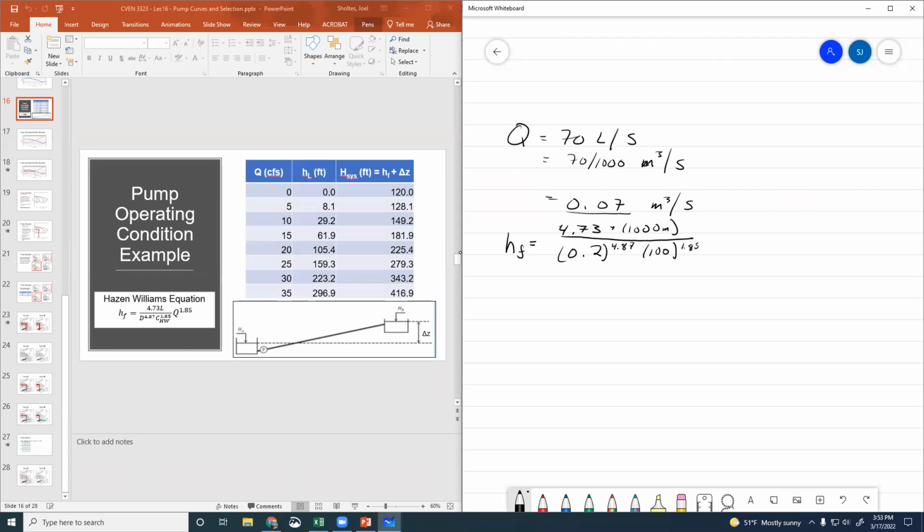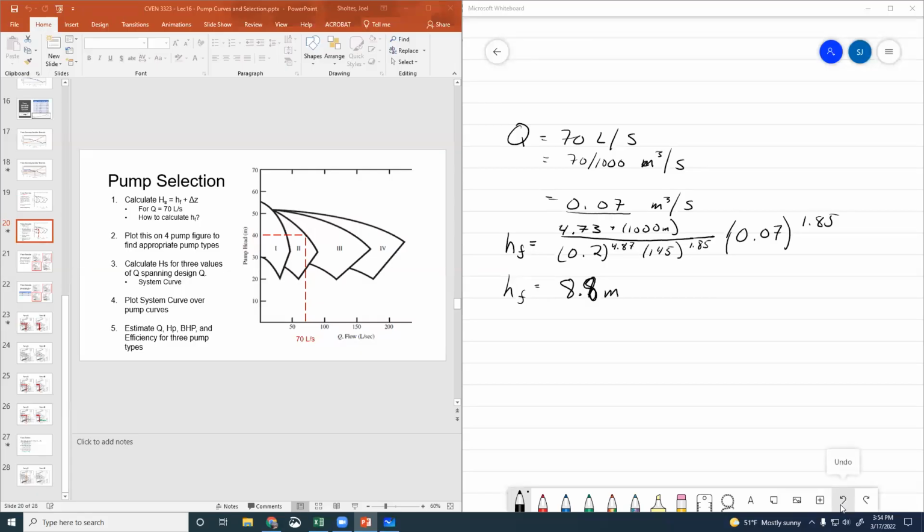Did we say it was 100? It was 100 before. What is commercial steel? 125? 145? Okay. So commercial steel was a Hazen-Williams coefficient of 145. And then our flow rate, 0.07 raised to 1.85. So what is our head loss due to friction? Okay, so our head loss due to friction is about, we'll just say 9 meters using the Hazen-Williams equation.